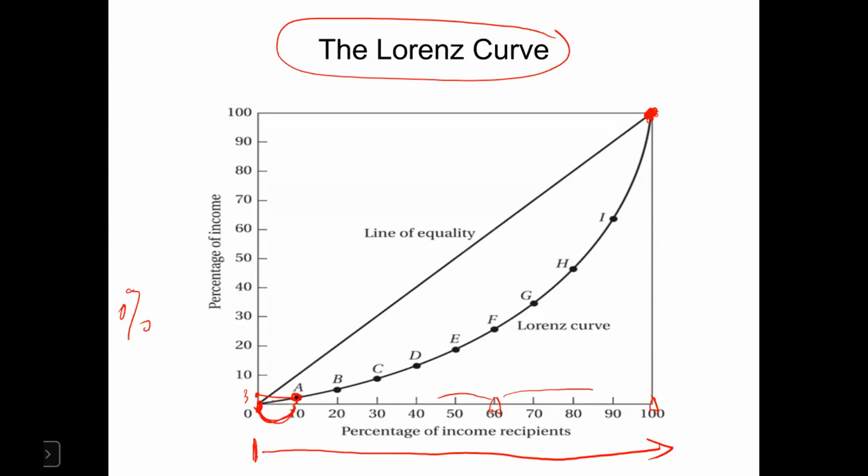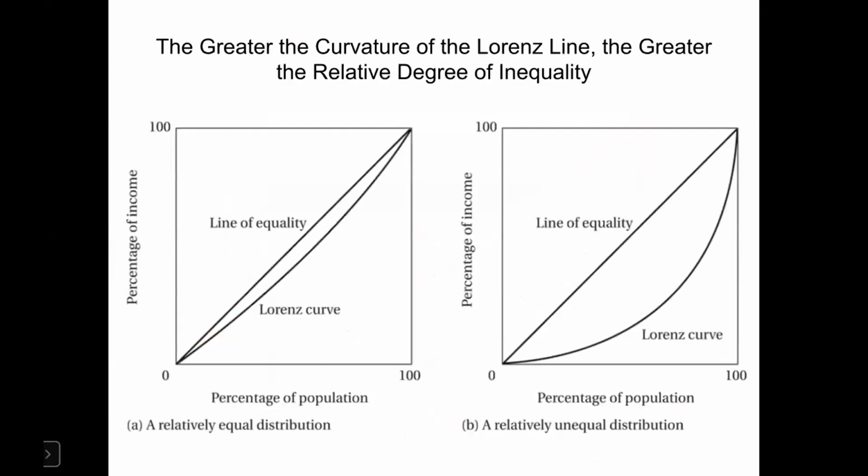Now, another example. If you look at 60, say this number is 27, meaning the poorest 60% of the population has 27% of the total income in this society. Okay, so this is the Lorenz curve. Now, given this Lorenz curve, we can construct a measure for inequality.